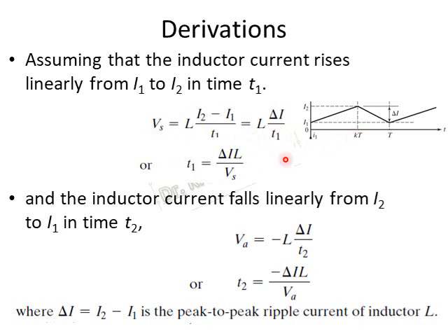During mode 2, that is during T2, the inductor current is falling from I2 to I1. In this time, the voltage across the inductor will be the same as across the load, that is Va equals minus L into di by dt. Minus L because we are taking the slope which is of the decreasing type. So it will be minus of I2 minus I1, that is delta I by T2, and T2 becomes equal to minus delta I L by Va. Here delta I, I2 minus I1, is the peak-to-peak ripple current of the inductor.